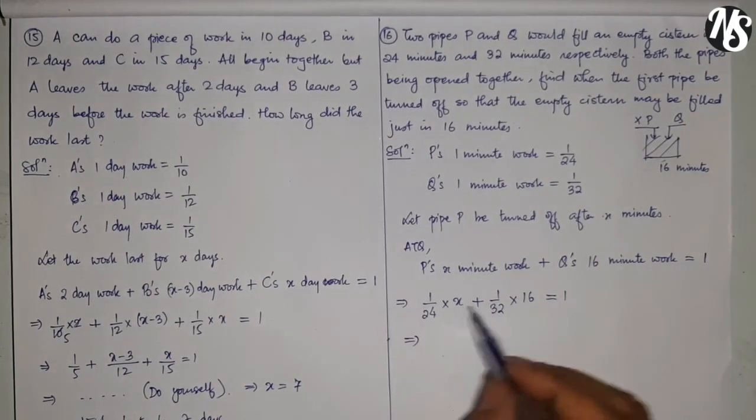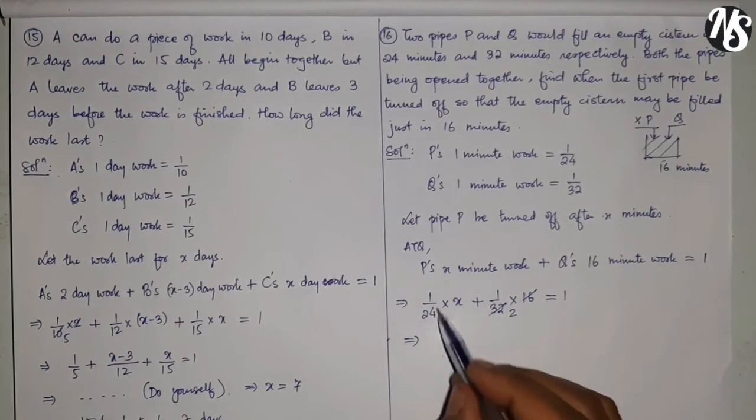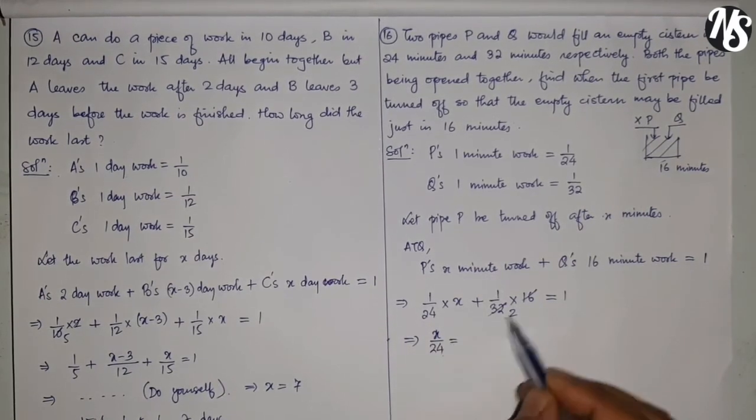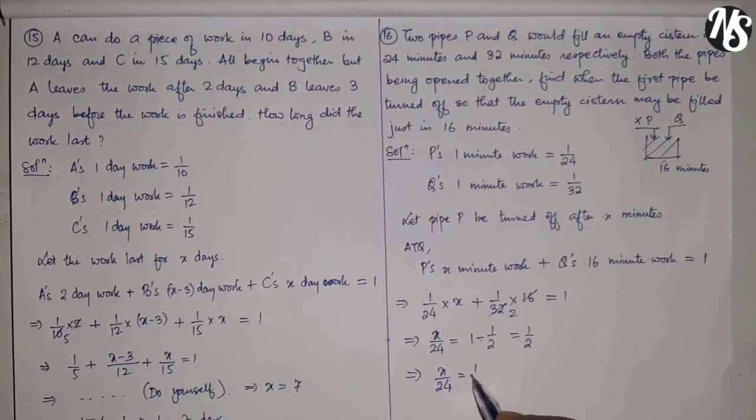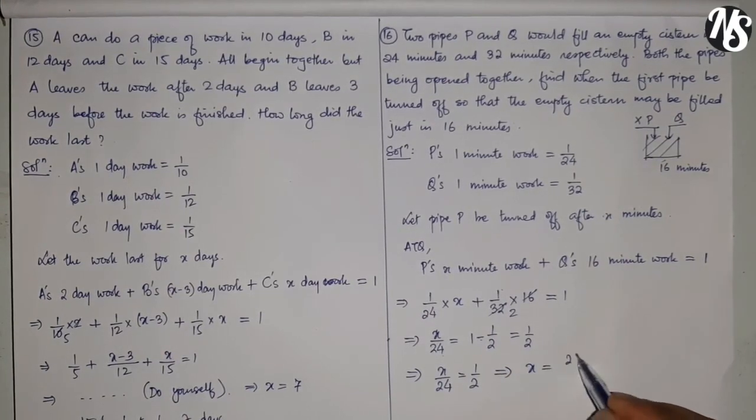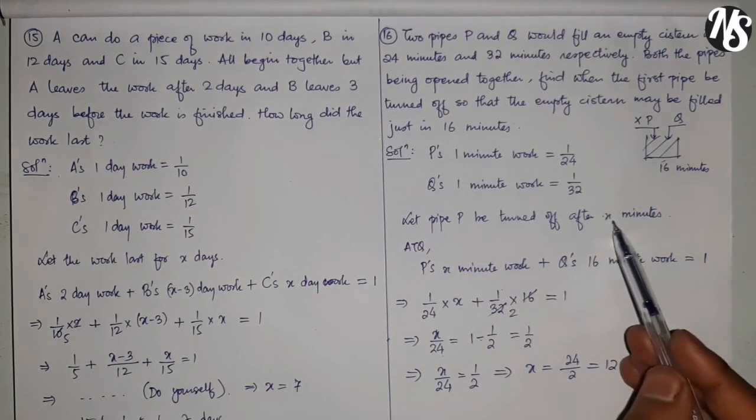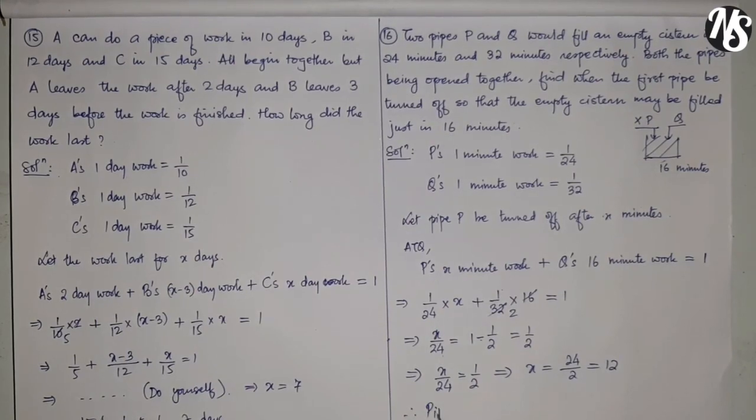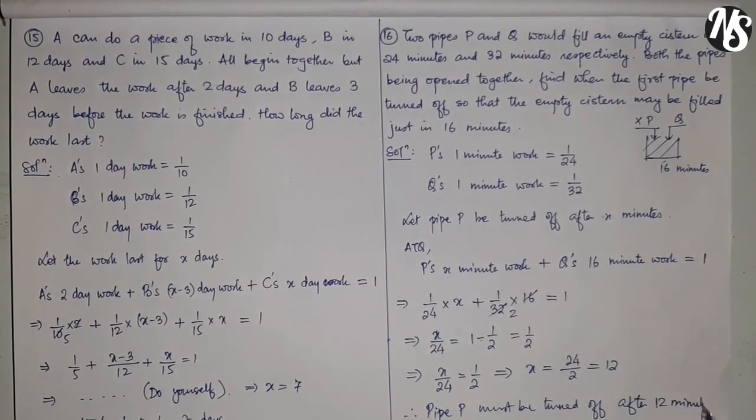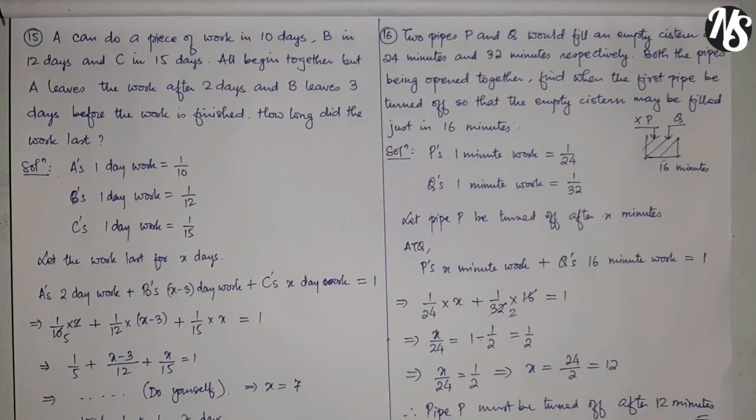So again, we will find the value of x. Let me do this myself. So this is x by 24, and 16 by 32 is 1 by 2. Let me take this over there, so 1 minus half is half. So we have x by 24 equals to half. From here, take this 24 over there, so you get 24 by 2, which is 12. So we know the value of x is 12. That means pipe P must be turned off after 12 minutes. So this is how we do the sum. You may pause the video and note down your solution. Thank you very much.